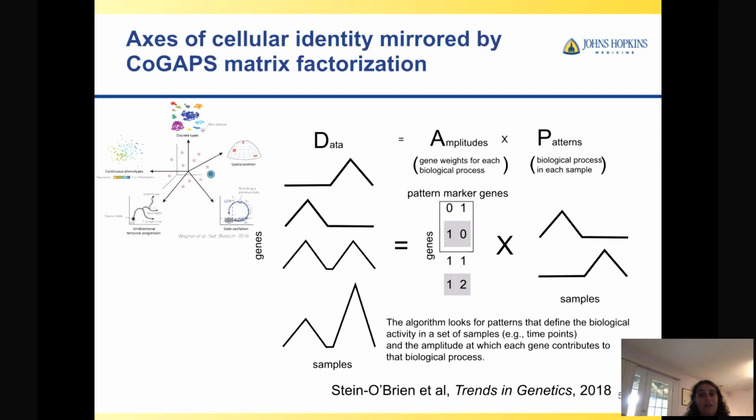So this idea of matrix factorization is that you can take this data and then learn what are the axes in that data mathematically. And then by linking that back to genes or which cells it's occurring in, you can then link it back to the phenotypes that are observed that are sort of fundamental to the system.